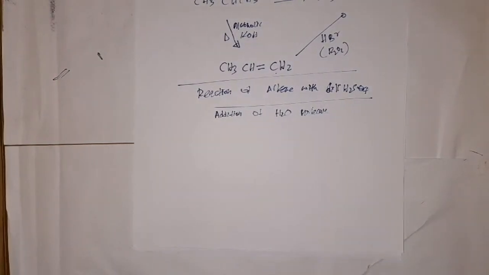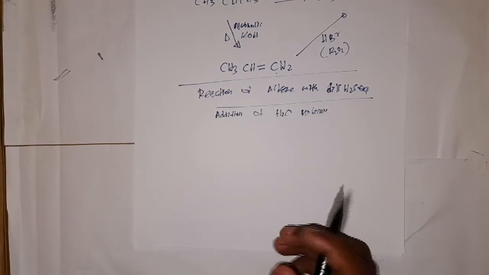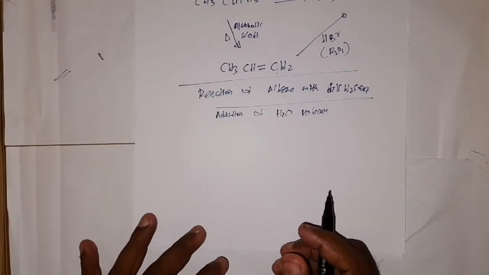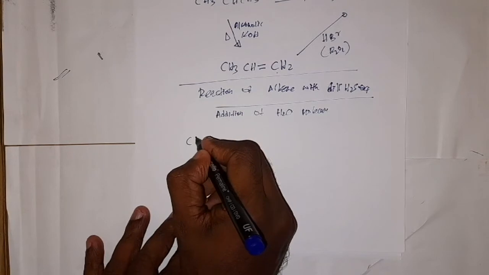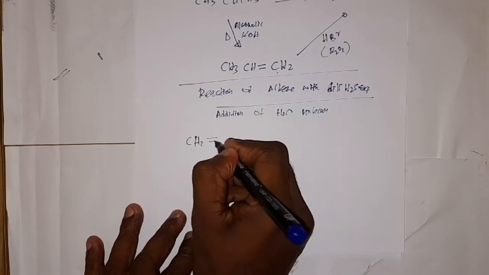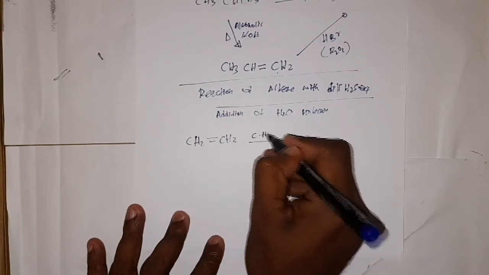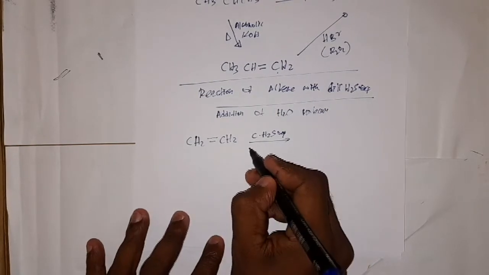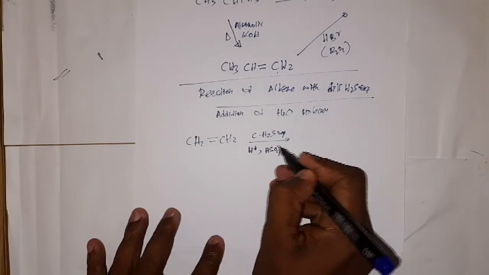Alkenes are normally immiscible with water. So if you want to add any type of water molecule to this one, we have to follow some procedure. First we have to add concentrated sulfuric acid. Now think about this one, CH2 double bond CH2. If we add concentrated H2SO4, as I explained in inorganic chemistry, concentrated H2SO4 just dissociates as H plus and HSO4 minus.